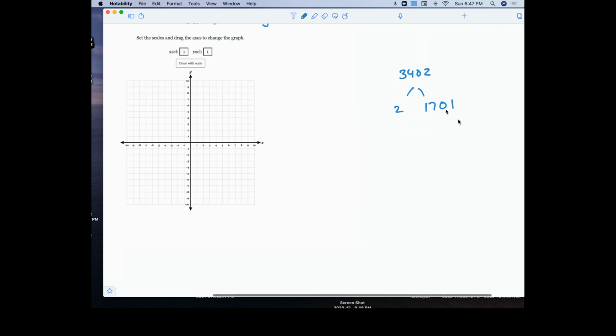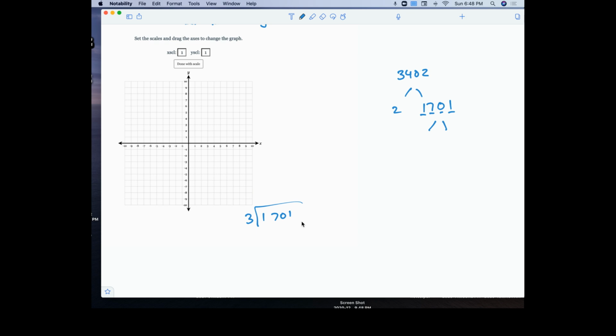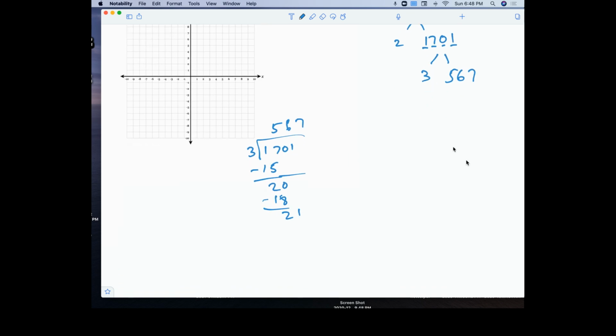I know that 1701 is divisible by 3 because if you add up all the digits, the sum of the digits is divisible by 3. Now, I can't think of a slick way of doing this other than just doing basic long division. So let's do that. So this is 3 and this is 567. Let's try 3 again, I think it will work out because it's 18. So again, I don't know a slick way of doing this. I'm just going to brute force it.